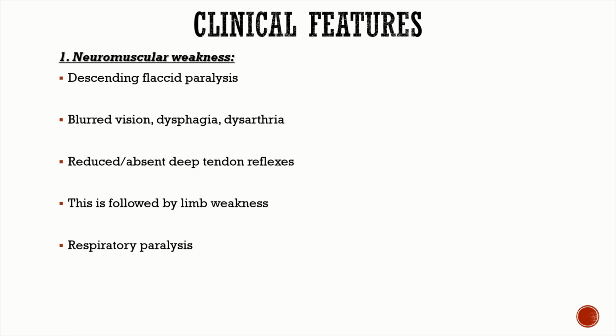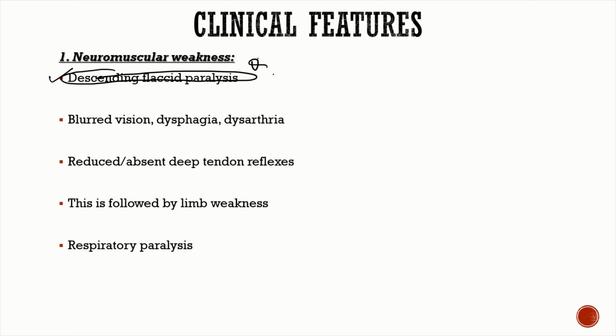Now let's go into the clinical features. There are 2 important clinical features. One is because of neuromuscular weakness, and the other is because of autonomic dysfunction, because there is going to be involvement of your cholinergic nerve fibers in the autonomic ganglia. Now coming to the neuromuscular weakness symptoms, the presentation is going to be a descending areflexic flaccid paralysis.